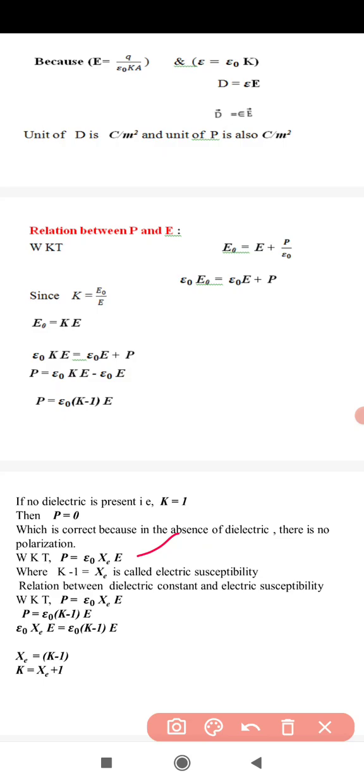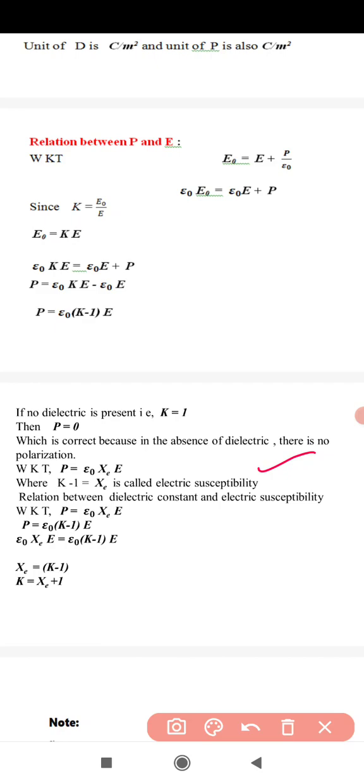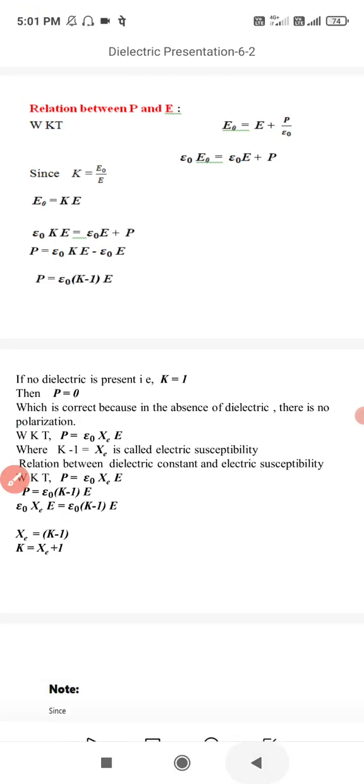P is equal to epsilon naught chi E into E. Here, P divided by epsilon naught into E is equal to K minus 1. K minus 1 is equal to chi E. Chi E is called the electric susceptibility. This is the relationship between the dielectric constant and the electric susceptibility. Already we know one polarization term: P is equal to epsilon naught chi E into E. Already we proved that it is epsilon naught into K minus 1 into E. In this case, we get the relationship between K and chi E: K, the dielectric constant, is the susceptibility plus 1.